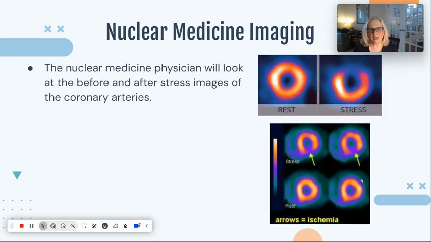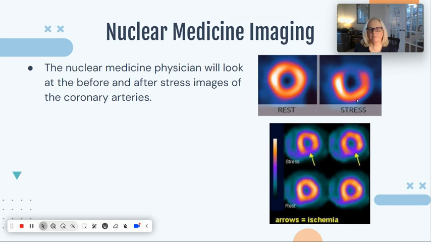This is kind of what they look like. The nuclear medicine physician will look at the before and after pictures of the stress. If you look at this, this is the apex. You're looking at the bottom of the heart, the apex at the bottom, and you're looking up through the center. You can see that there is blood flow all the way around the heart. But once we stress them, we're missing blood flow here. So we have a problem here.